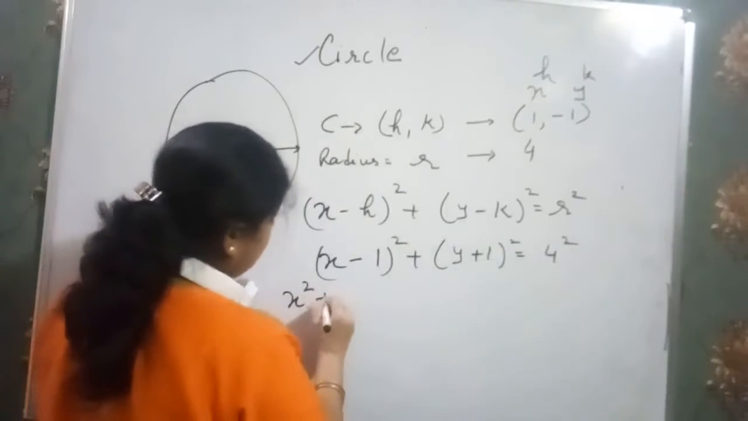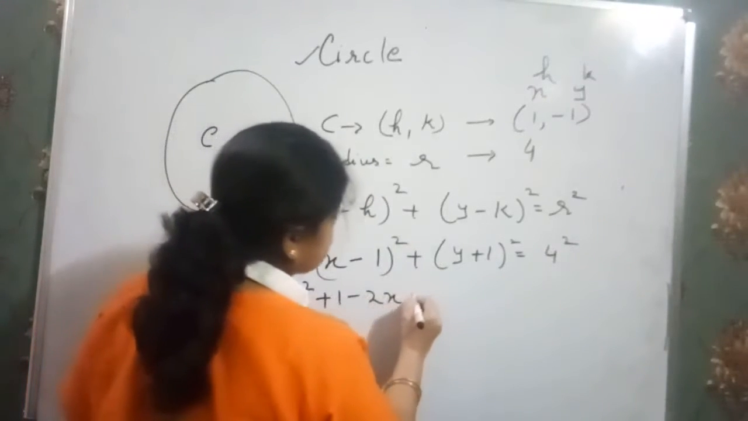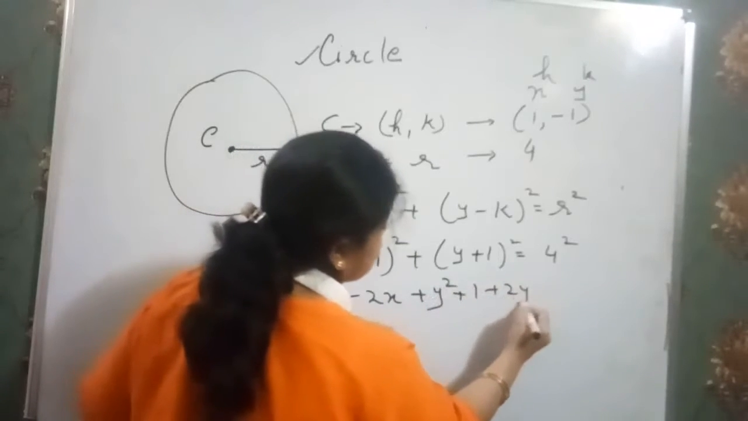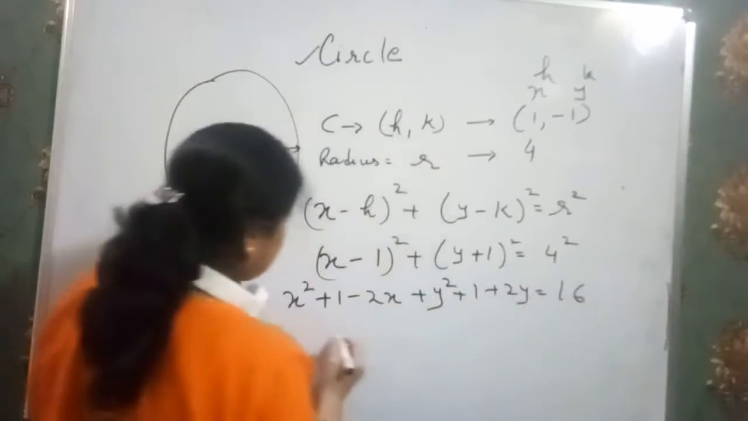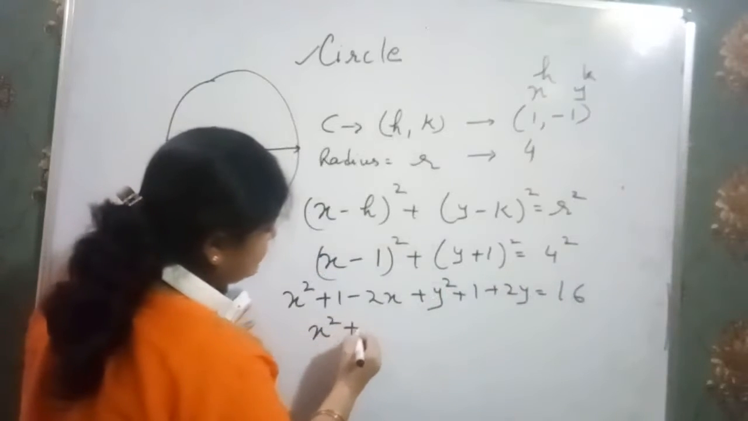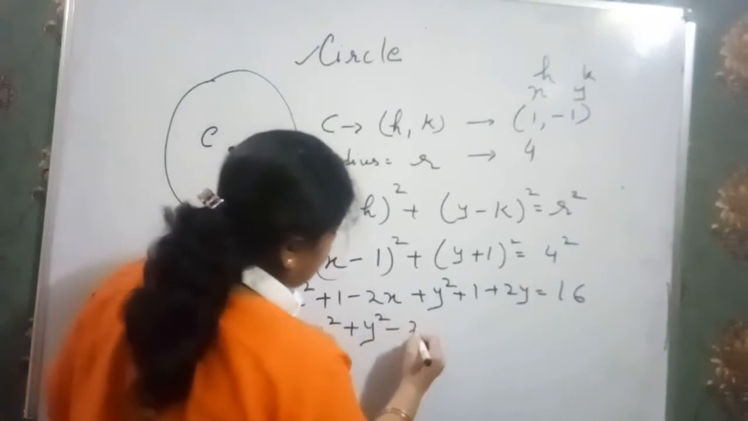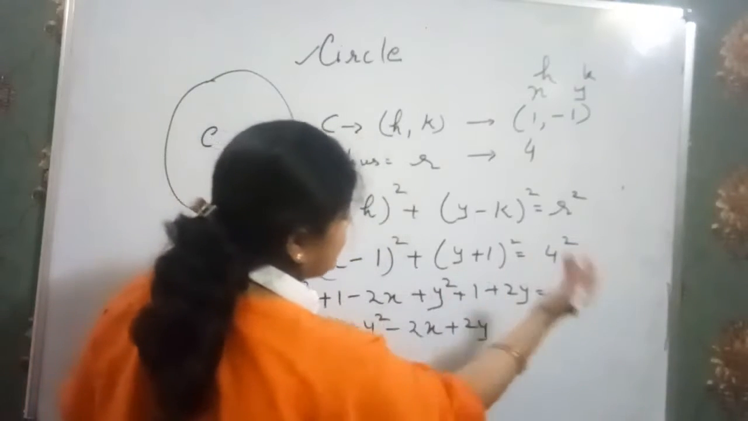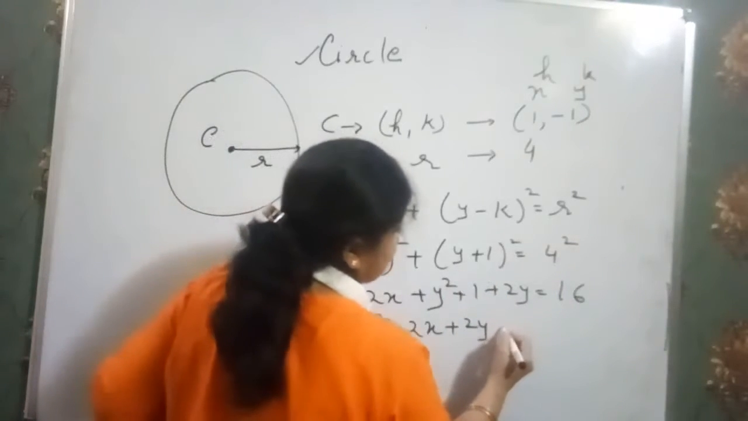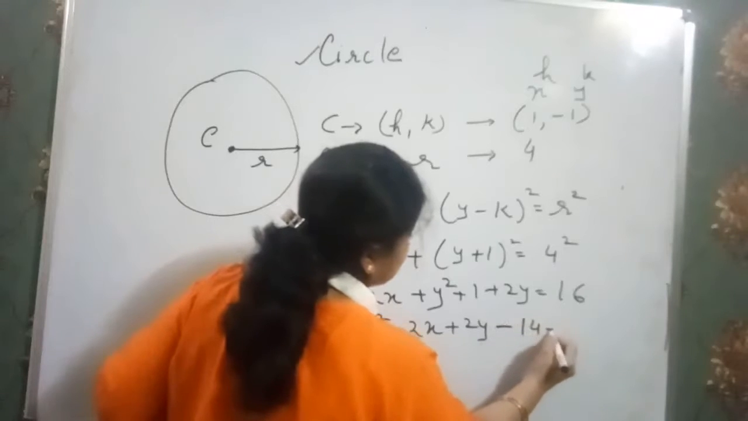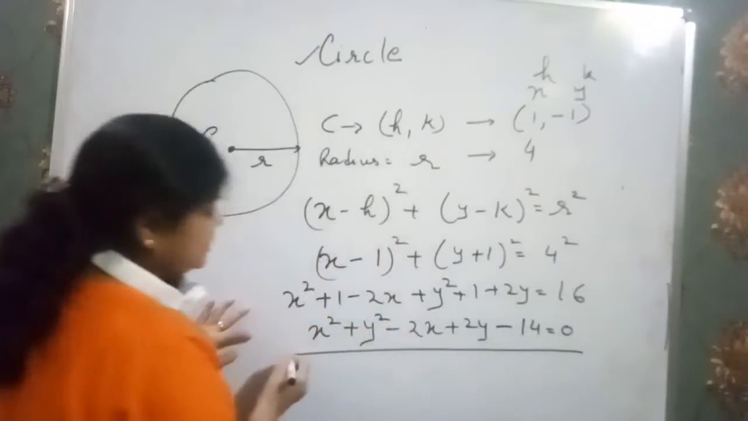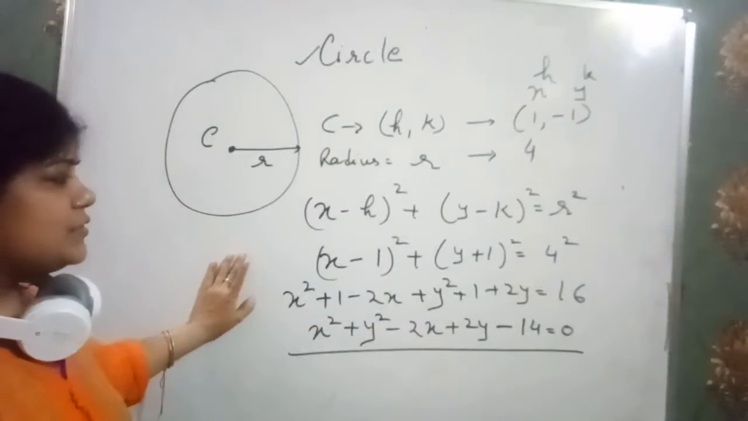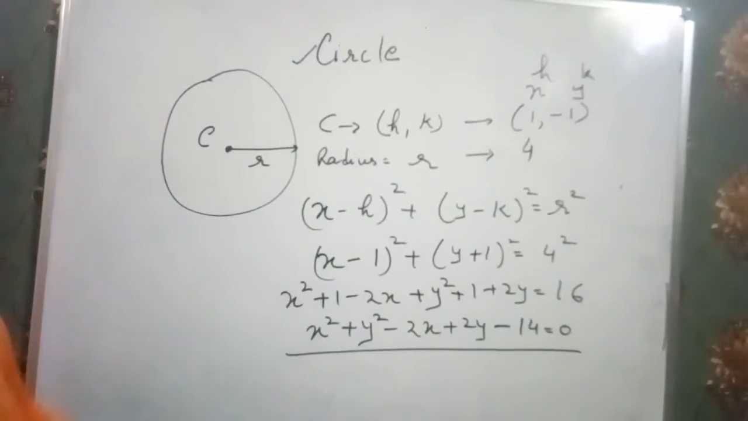I think you can solve it now. x square plus 1 minus 2x plus y square plus 1 plus 2y is equal to 16. So we have x square plus y square minus 2x plus 2y. We have plus 2 and that goes here, that means we have minus 14 is equal to 0. In this way we got the equation of the circle. So just note it down, then I will take another question.